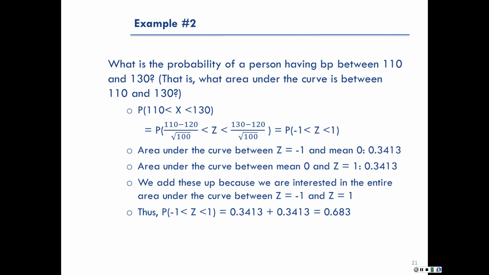Second example, what's the probability of a person having blood pressure between 110 and 130? So we're interested in the area under the curve between 110 and 130. So the probability that x is greater than 110 and less than 130. So we want to find the probabilities for z.